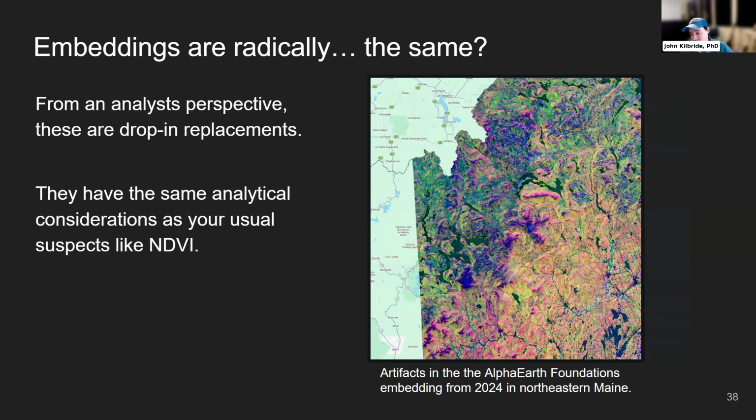I've been talking about how embedding fields are potentially a new paradigm for doing satellite pre-processing. It allows us to automate things. So they're new, but at the same time, from an analyst's perspective, I think they're radically the same. These really are drop-in replacements for your existing feature engineering pipelines. And they come with the exact same analytical quirks and considerations that traditional metrics do. For example, you can see in 2024, as well as other things, this line along the corner of northeastern Maine. I just can't do my compass direction. No, this is northwestern Maine.